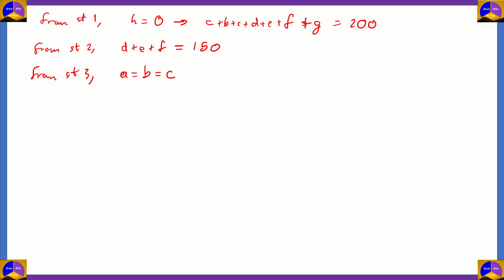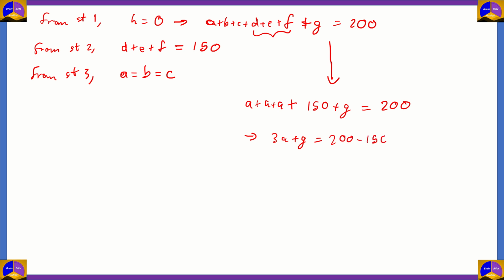Now from here, of course, you can probably work on this particular equation. Now, if you look at statement 1, we have an equation A plus B plus C plus D plus E plus F plus G equals 200. Now this can be rewritten as A plus A plus A, since A, B, and C are equal, plus DEF is given as 150, plus G equals 200. Therefore, 3A plus G would be equal to 200 minus 150, which means 3A plus G equals 50 candidates.